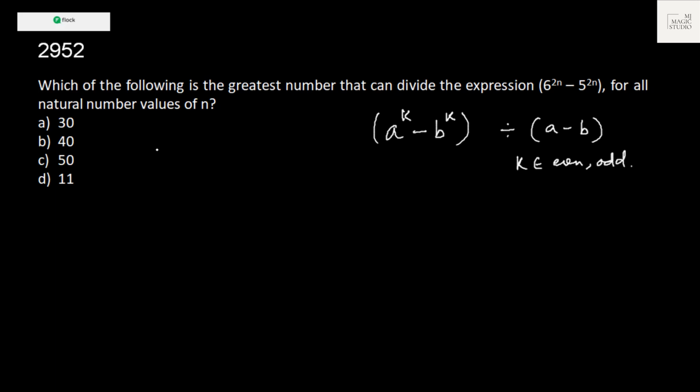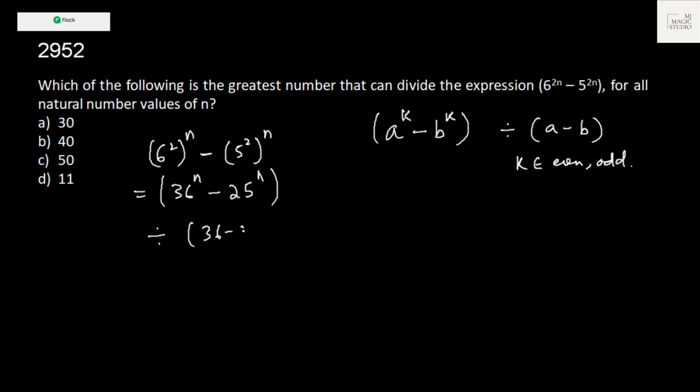These type of questions should be converted like this. 6 squared to the power n minus 5 squared to the power n. So this is actually 36 to the power n minus 25 to the power n. This is always divisible by 36 minus 25, that is 11. So whatever be the value of n, this expression will be always divisible by 11. Option D is the pick.